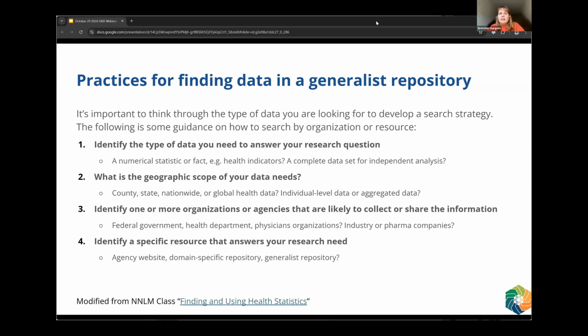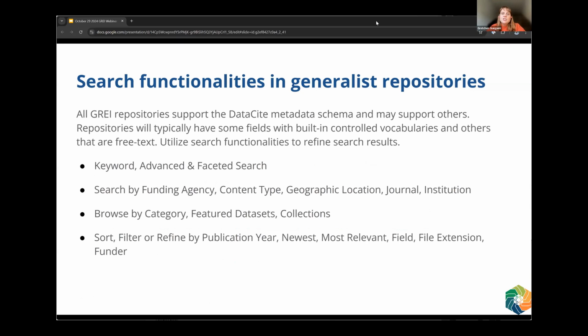On the next slide, once you have identified where you want to search, you can think about your search strategy and how you're going to query the repository. So all of the GREI repositories support the DataCite metadata schema, as we talked about, but they do have different search functionalities.